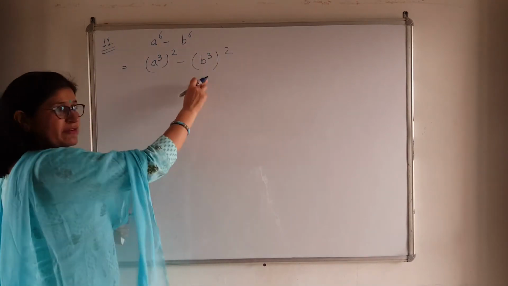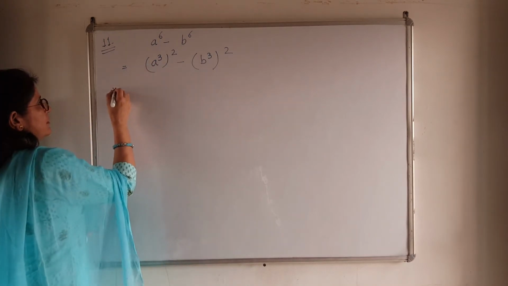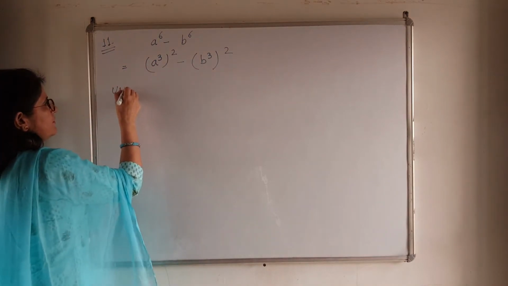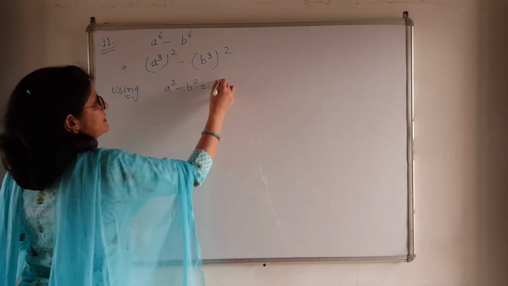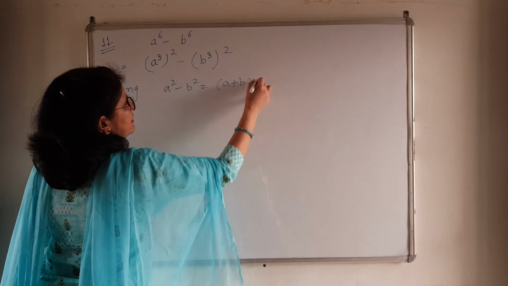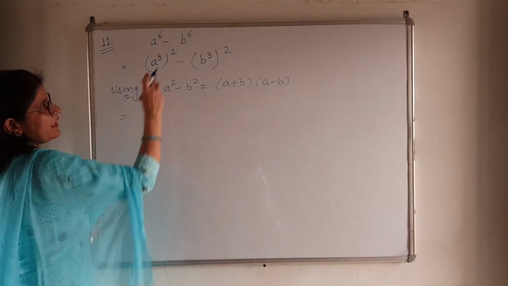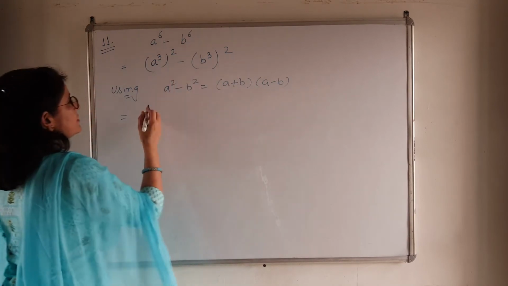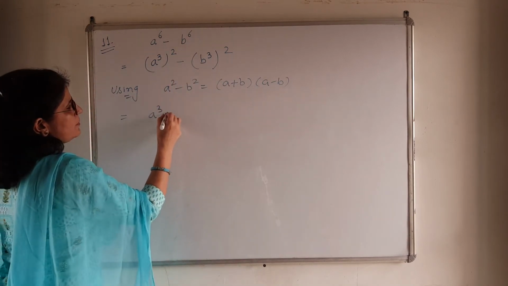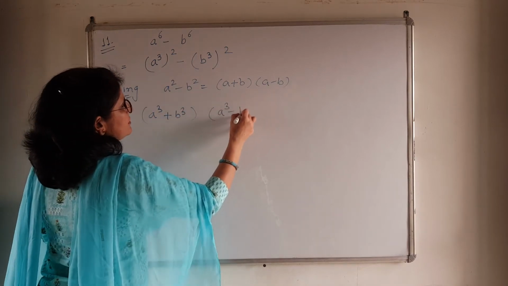Now which property will we follow here? a square minus b square. Using a square minus b square equals (a plus b)(a minus b). So what will we get? We get once their sum, once their difference. So (a cube plus b cube) into (a cube minus b cube).